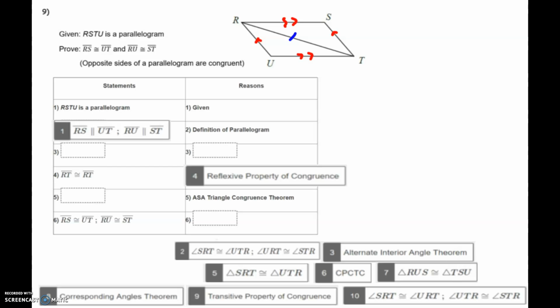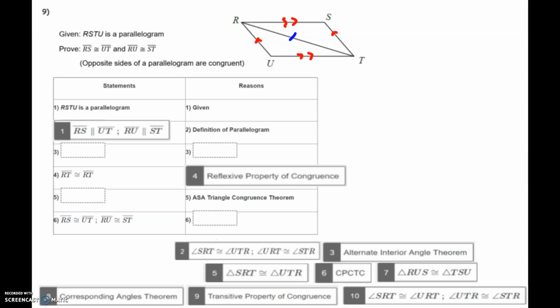So then, before I figure out number 3, I'm going to look on to number 5. They asked us to use the angle side angle triangle congruence theorem. So I want to prove some triangles congruent, but I need some angles. So I'm going to go back up to 3. After I had parallel lines from the definition of parallelogram, remember we get some angles that are congruent to each other.